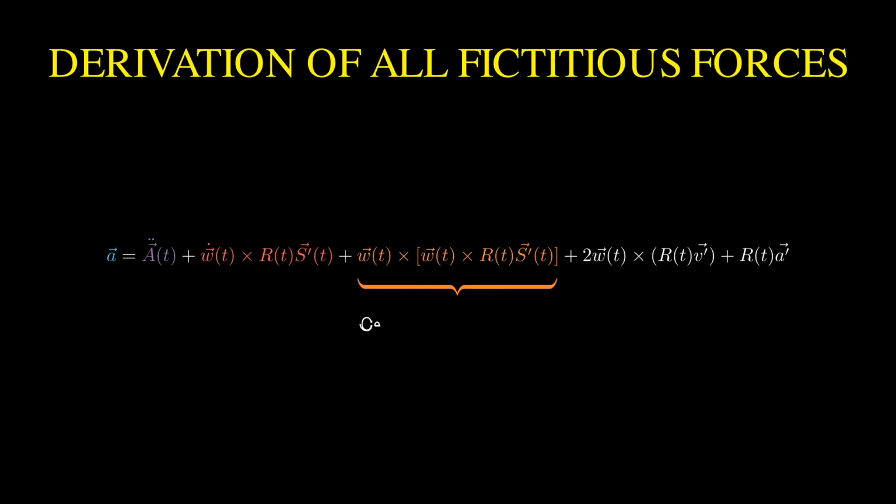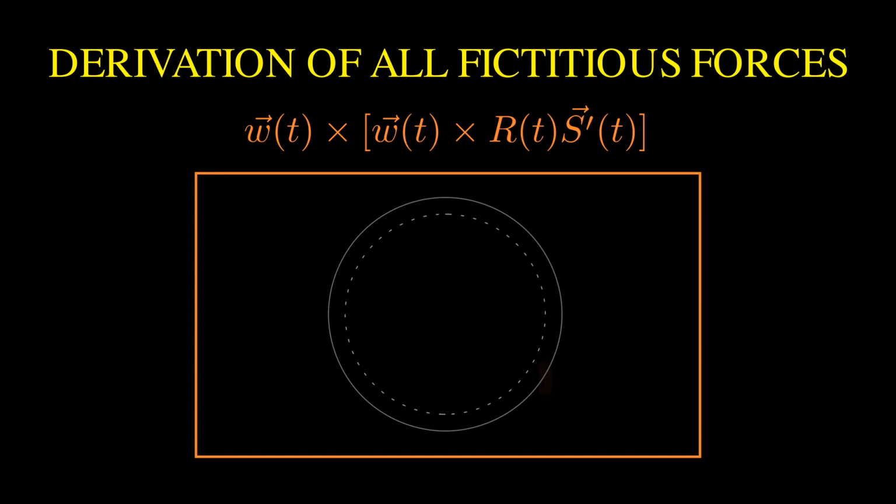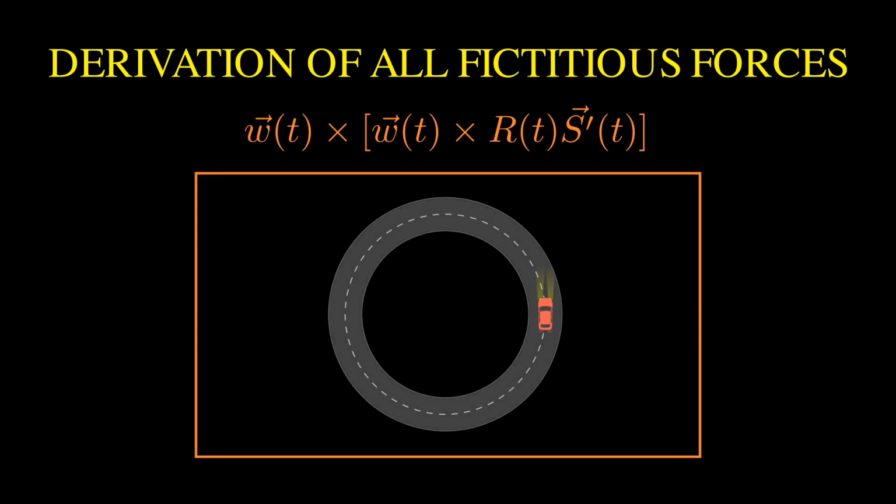The third term is called centrifugal acceleration. This term is composed of two cross products in order to give this vector a very specific direction. This acceleration comes into play, for example, when we are inside a car and we take a turn. The force that pushes us to the side is the centrifugal force.